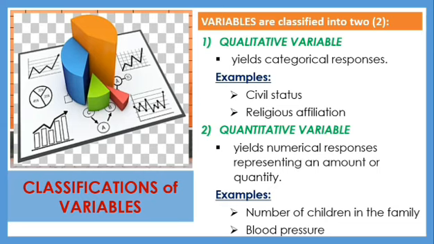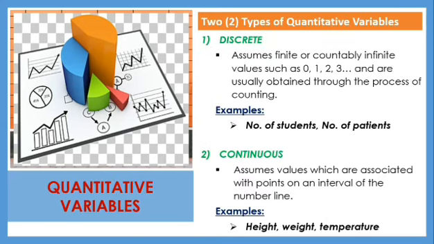So that is qualitative. What about quantitative variable? If we say quantitative variable, this yields numerical responses representing an amount or quantity, meaning to say this is the complete opposite of qualitative, because quantitative is numeric in nature. For example, number of children in the family, blood pressure, and a lot more. And there are two types of quantitative variables. First, we have discrete quantitative variables, and second, we have continuous quantitative variables. So what's the difference between the two?